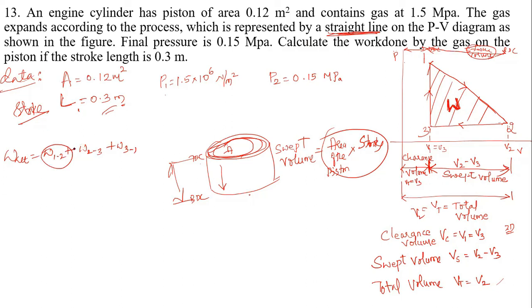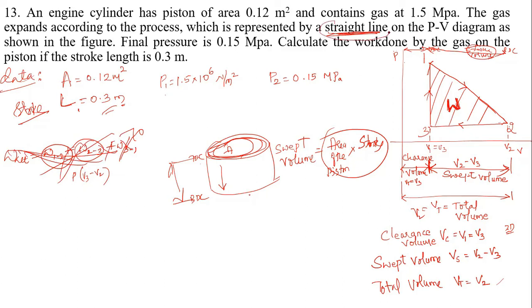And W2 to 3, it is a constant pressure process, I can tell. Therefore, I can write P into V3 minus V2. But I don't know V3 and V2 also, and no volume is given in the problem. Next, W3 to 1 is 0 because it is a constant volume process. It is very difficult to find in this way. Therefore, some other hint is given.